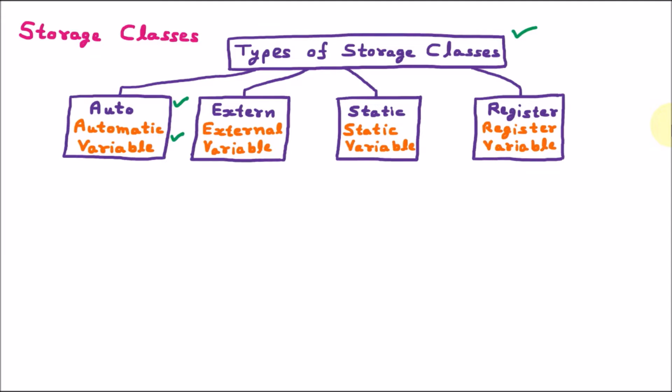The second storage class is extern, which contains external variables. They are also called global variables. The third storage class is static, which contains static variables. Then the last one is the register storage class, which contains register variables. Now we are learning the storage class register, which contains register variables.